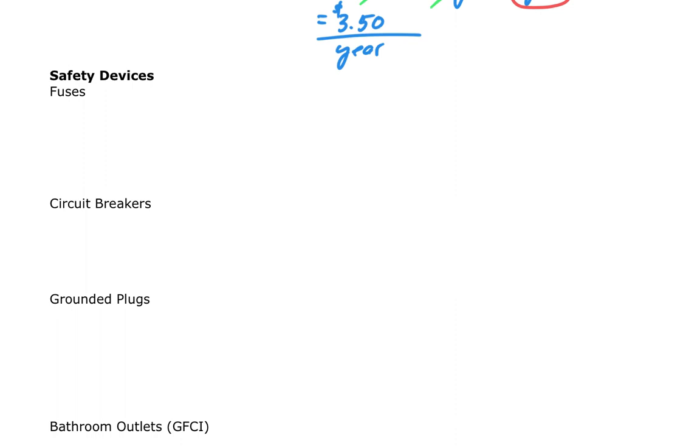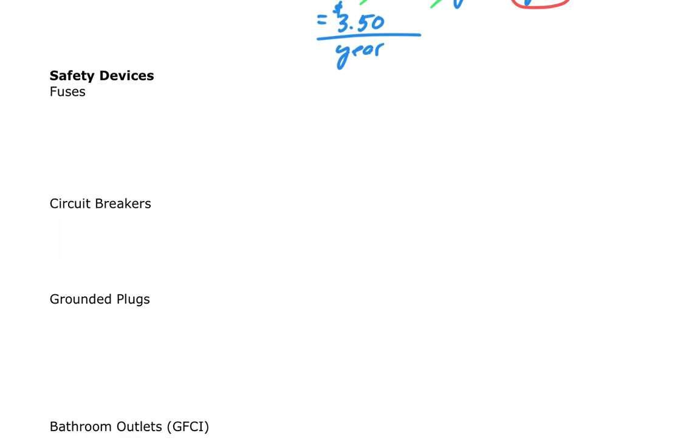Okay, at the beginning of the notes, we said that the goal of understanding power was first to figure out how much current we're pulling in the house to see if it's safe. The secondary goal was to also figure out how much it costs to operate different devices. So let's take a look at some of the safety devices and talk about their purpose.